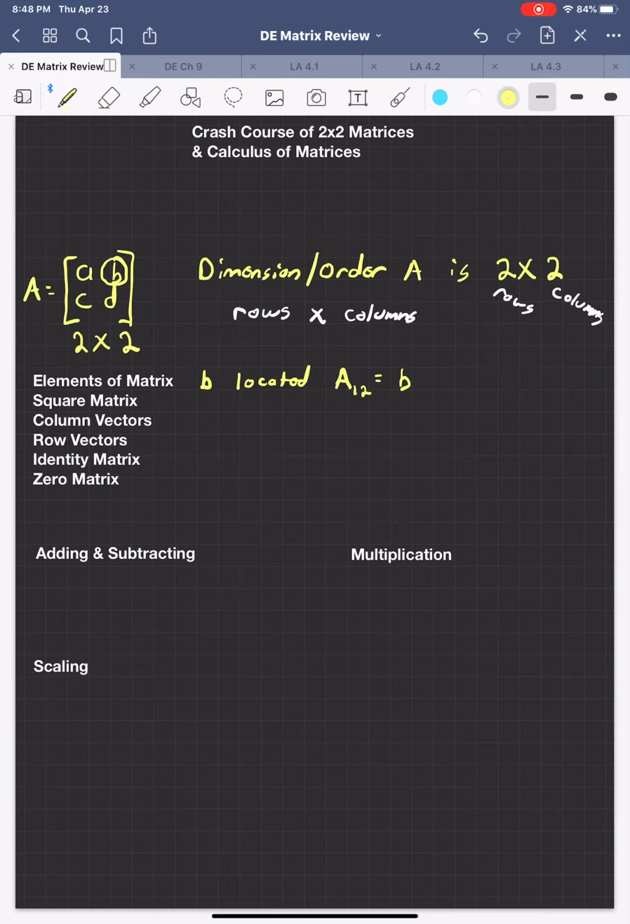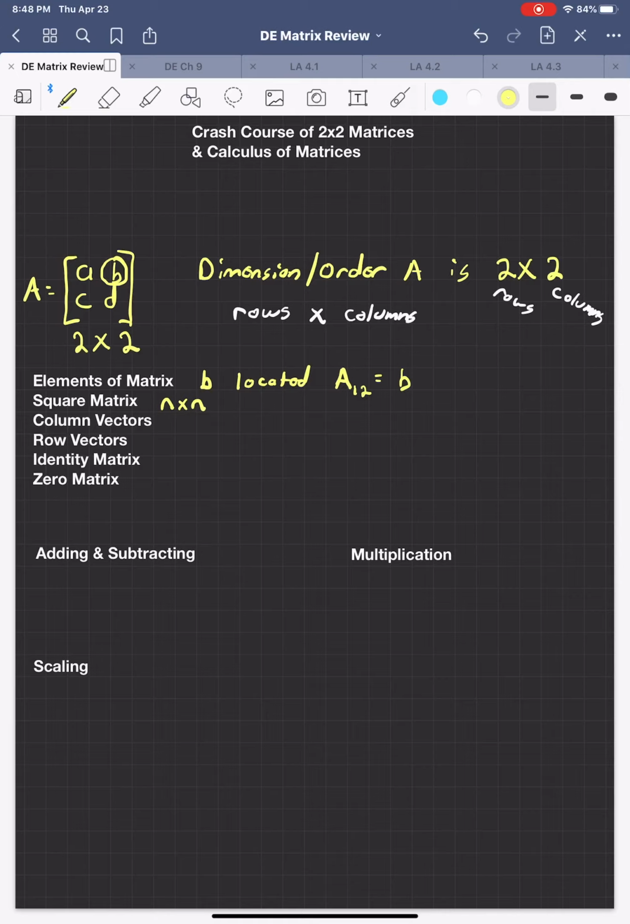Now, a square matrix is fairly simple. What we have above is a square matrix. It's a 2 by 2. But anytime your rows are equal to your columns, what they would call an n by n matrix, you have a square matrix, so a 3 by 3 or a 4 by 4, and so forth.